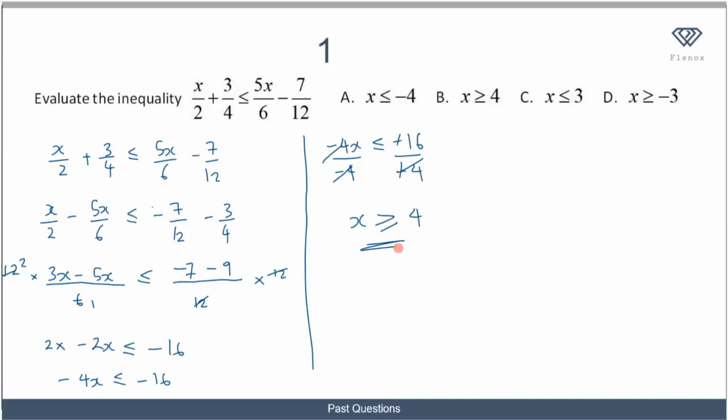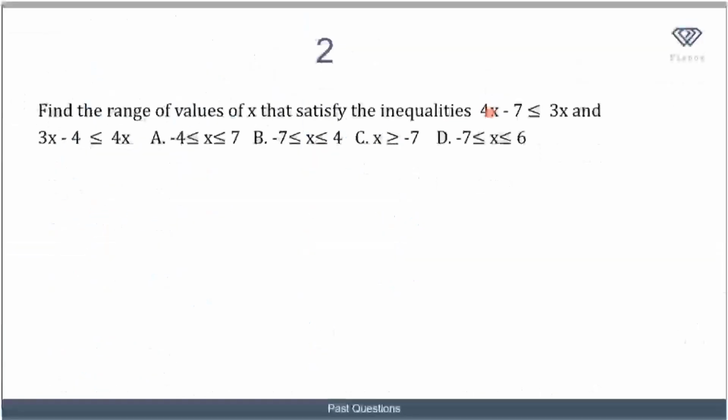So that becomes the solution to this inequality. And what option corresponds to that? That will be option B. So the answer to this question is what? Is B. Now let's move on to the next example.